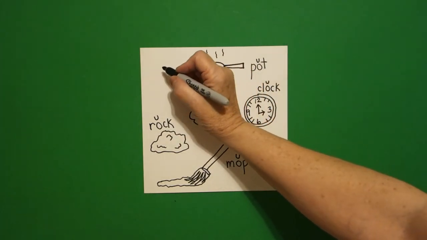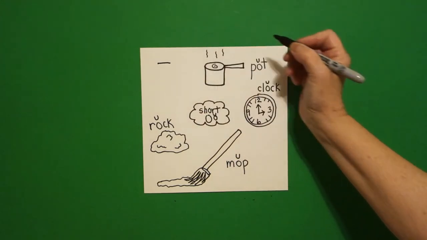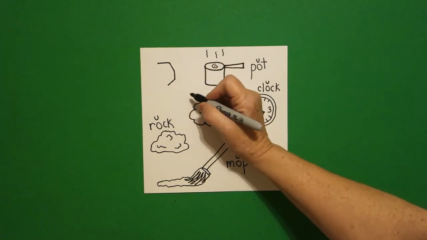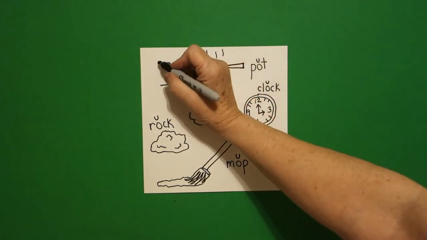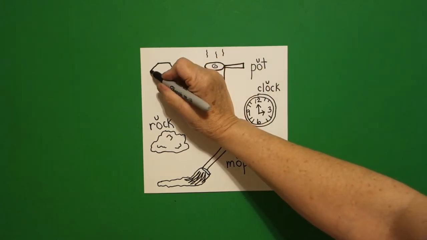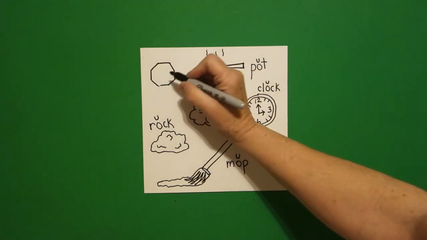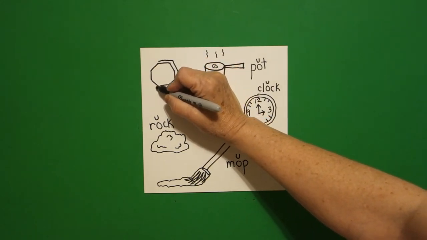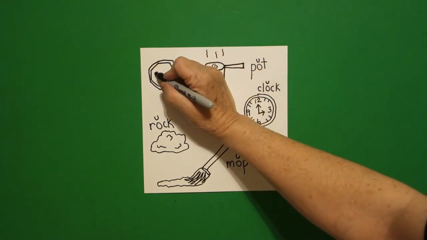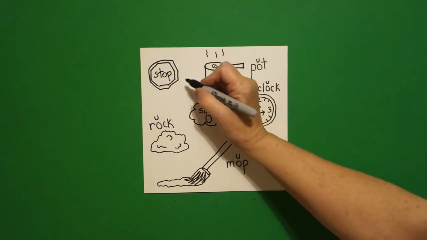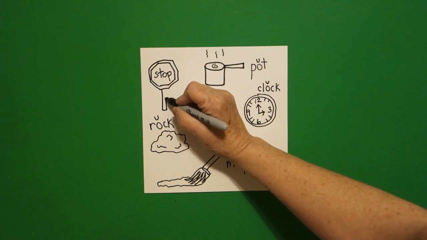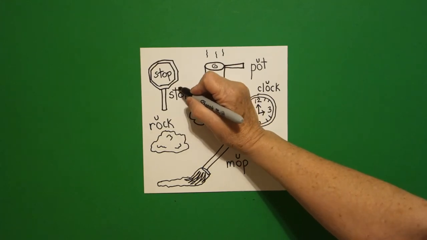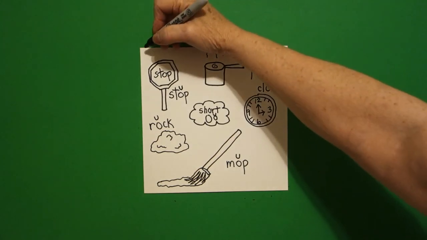I come all the way up here on the left, put a dot. I'm going to draw a straight line across, straight diagonal down, straight line down, straight diagonal in, straight line across. Come back over to our dot, straight diagonal down, straight line down, straight diagonal in, and connect. Now I'm going to draw that again all the way around, and inside I'm going to write stop. I'm going to put a straight line down, little curve line, straight line up. This is a stop sign. S-T-O-P. And right here is our short vowel O.